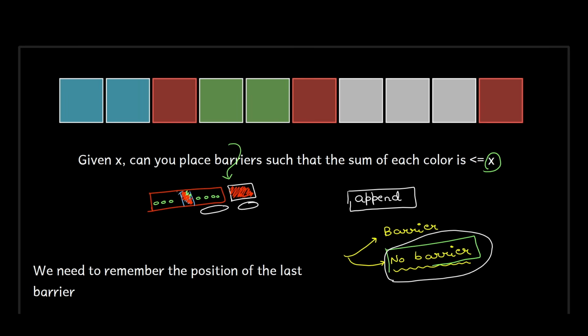You have to remember that for all the barriers that you have placed so far, what is the sum of the barriers, so that you can decide whether the sum of the barriers on the left hand side plus this element a of last that you have added is less than or equal to x? Because if it is, then yes, appending this element is indeed feasible, right? So now you need to remember two things.